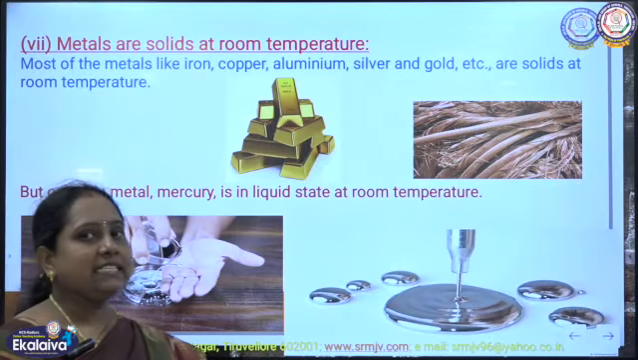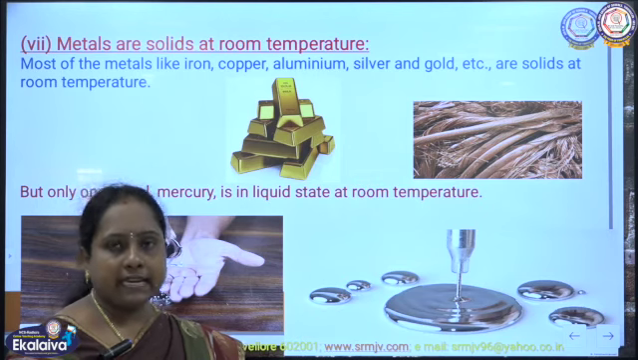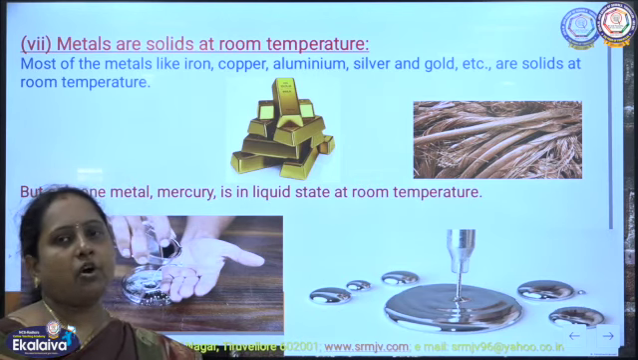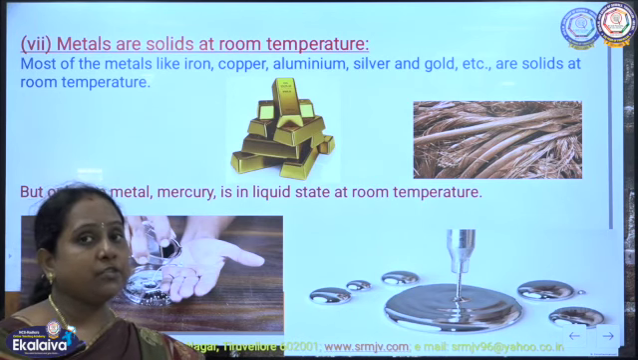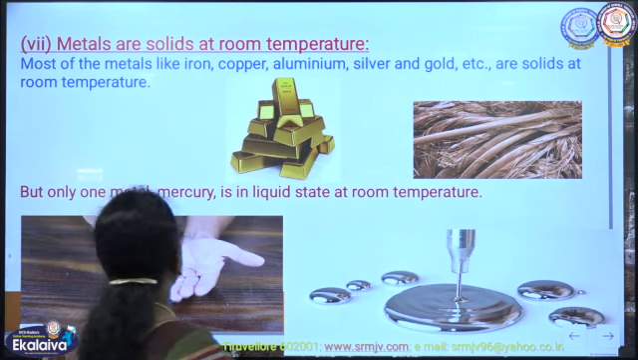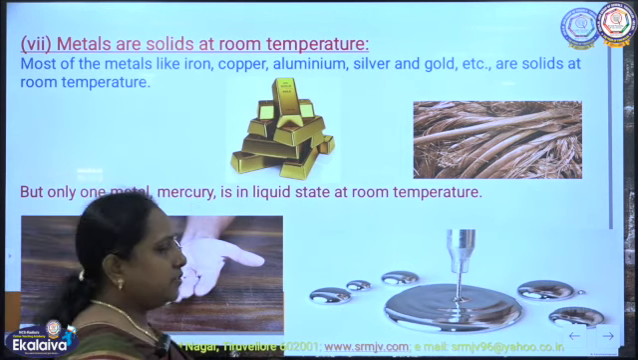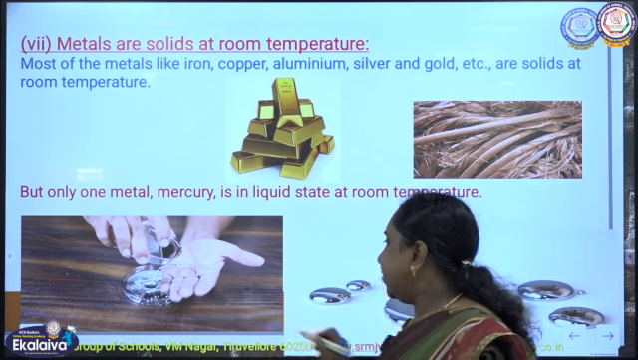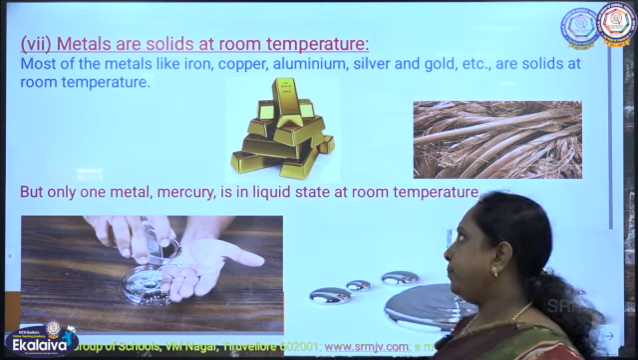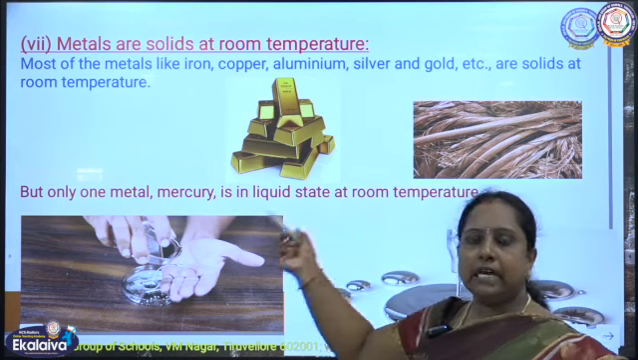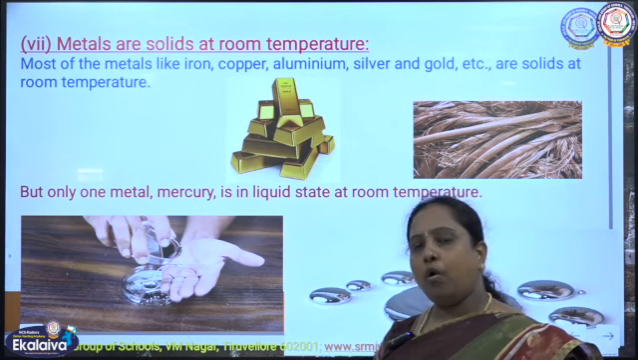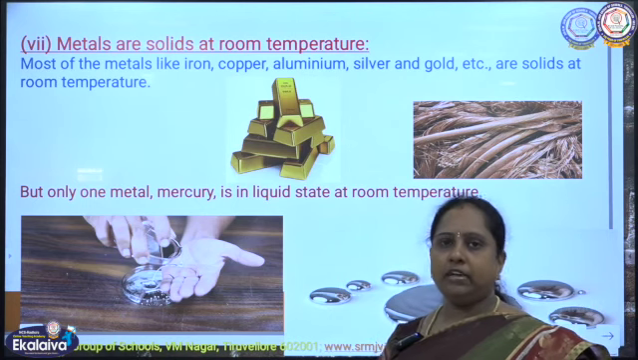Metals are solids at room temperature. This is another physical property. Most of the metals are solid at room temperature. Exception is what? Mercury, because mercury is a liquid metal. Okay. It is the only metal which is available in liquid state. You could see here, isn't it? Mercury is in liquid state. But other metals like copper, aluminium, iron, gold, zinc, magnesium, all the metals are available in solid state.